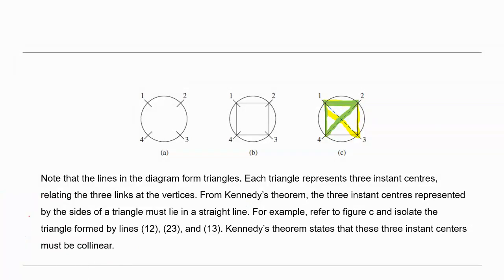Let's use a column to write this. We can say here 1-2, 2-4, and 4-1 must be on the same line. Or we can say 1-2, 2-3, and 3-1 must be in one straight line, and so on.